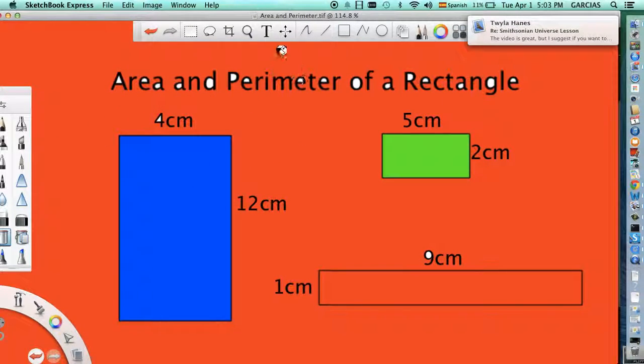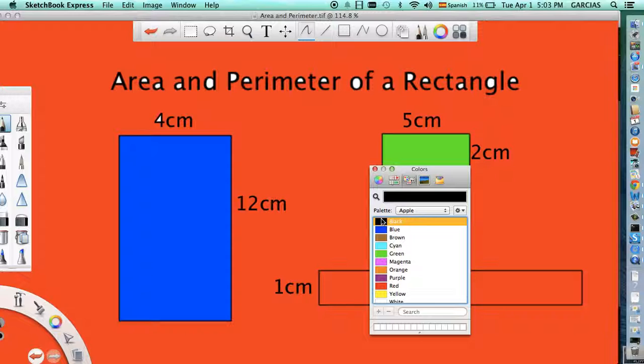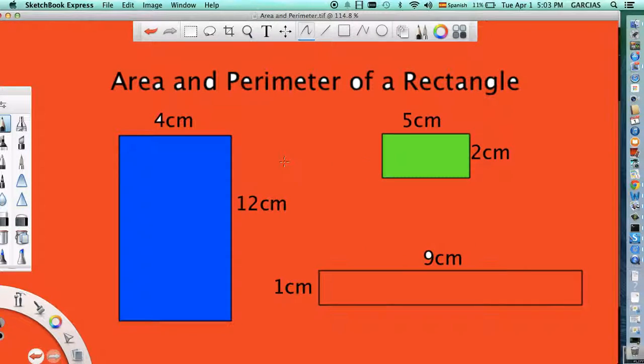Hello, in this video I will explain how to find the area and the perimeter of a rectangle. First of all, we need to understand what is area and what is the perimeter in a shape.